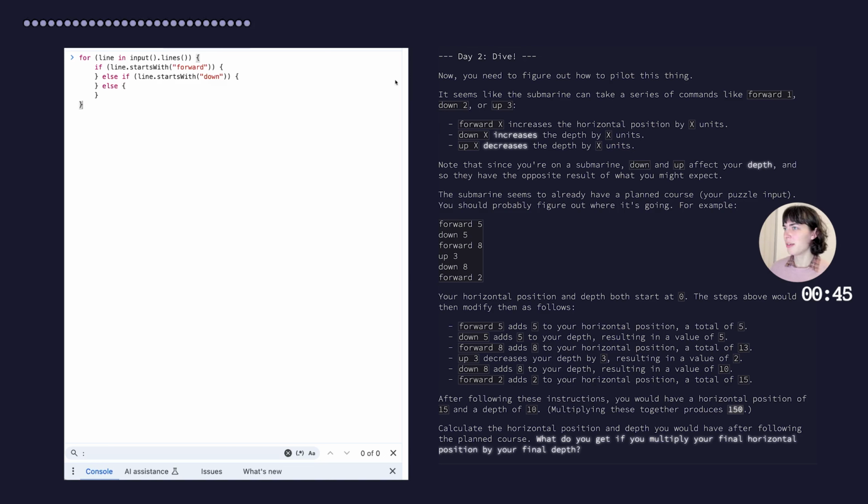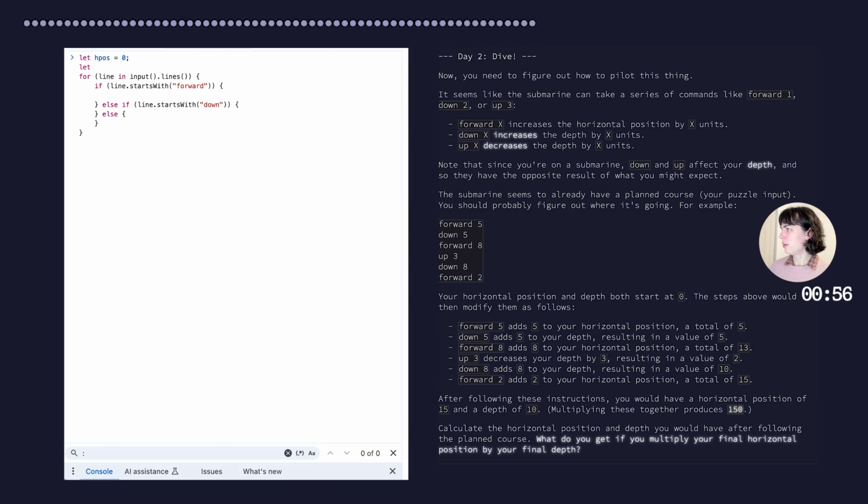It's going to be the uppercase. Okay, if it's forward, we increase the horizontal position. I think that will work. We'll see anyway. So this is going to be H pause, this is going to be D pause, we're going to increase it, and then here we're going to go down, up.